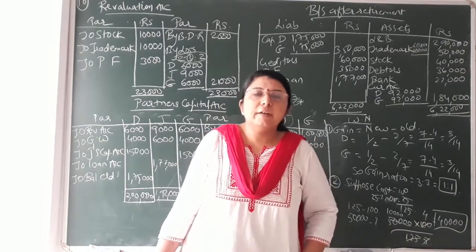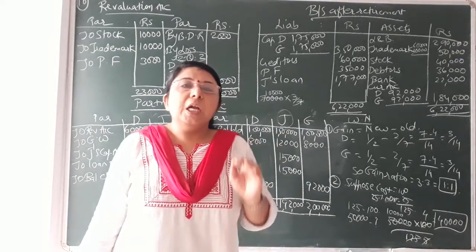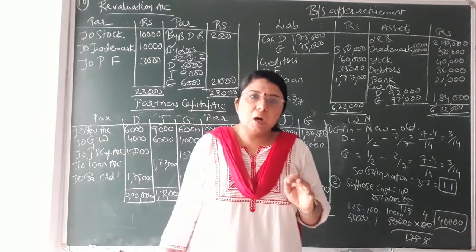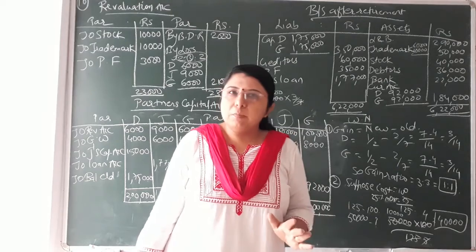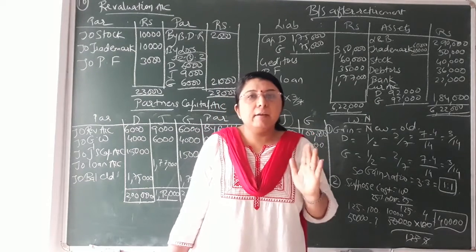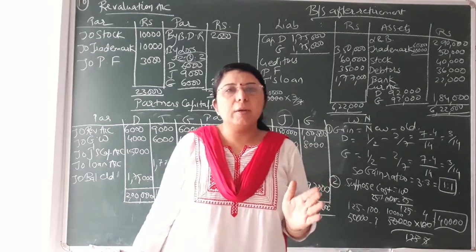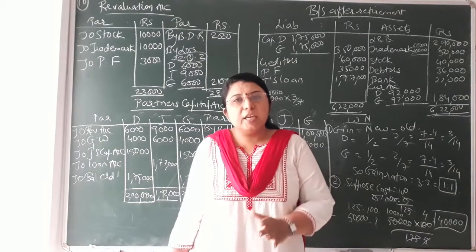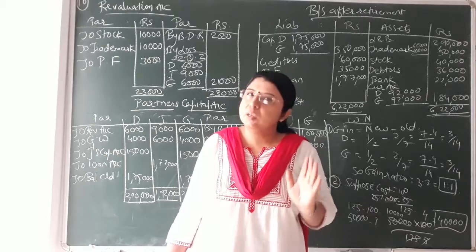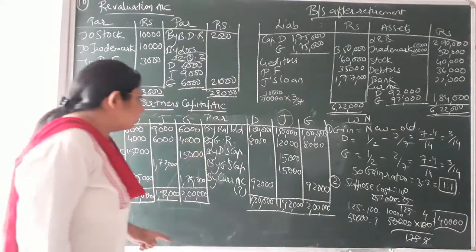Now what would be the journal entry for it? First of all, let us discuss it. Continuing partners' capital account debit to retiring partner's capital account credit. Now which are the continuing partners? That is D and G. So D's capital account debit, G's capital account debit, 15,000 and 15,000, to J's capital account credit, that is rupees 30,000. So we have discussed the entry.